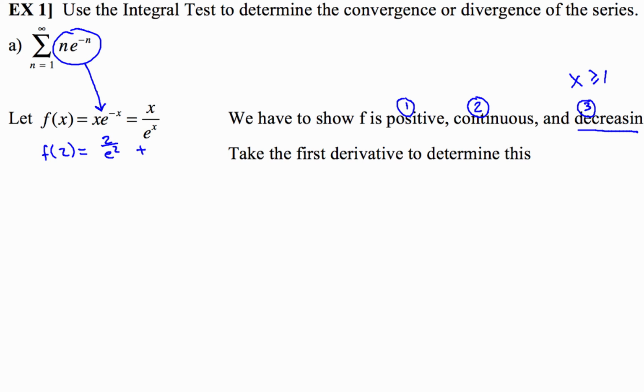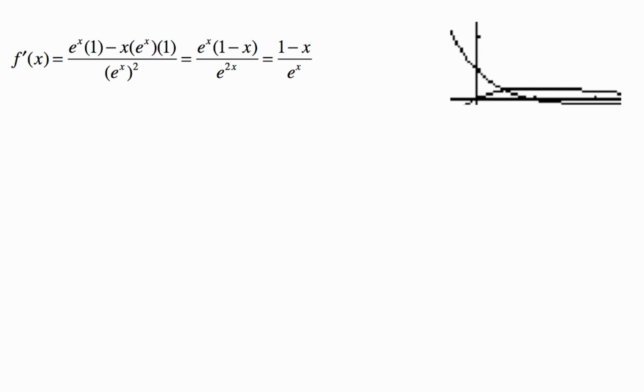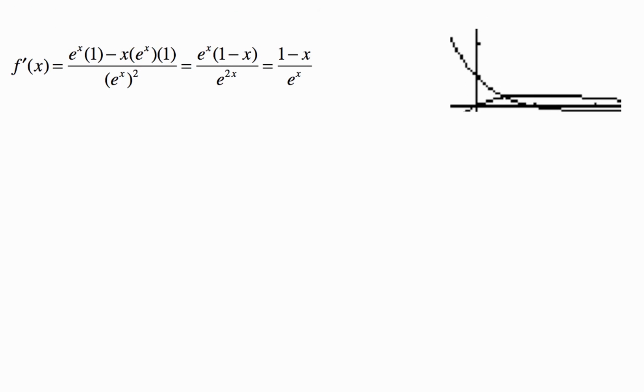So taking the derivative of x over e to the x is going to give us this equation here. When we take a look at that, you'll see that we end up with 1 minus x over e to the x. Now all of this tells us that we need to go ahead and find any critical values. We have a critical value at x equals 1, so we're going to make a little sign chart here.